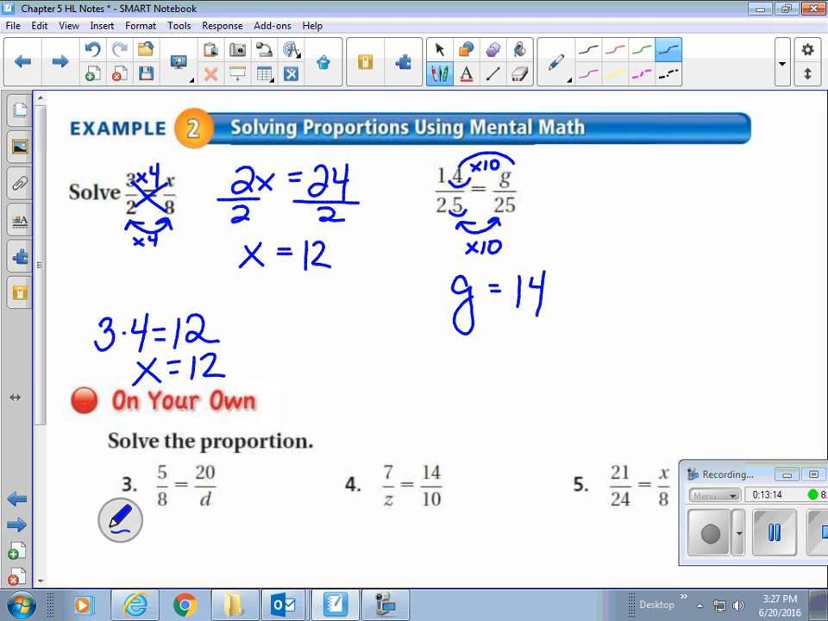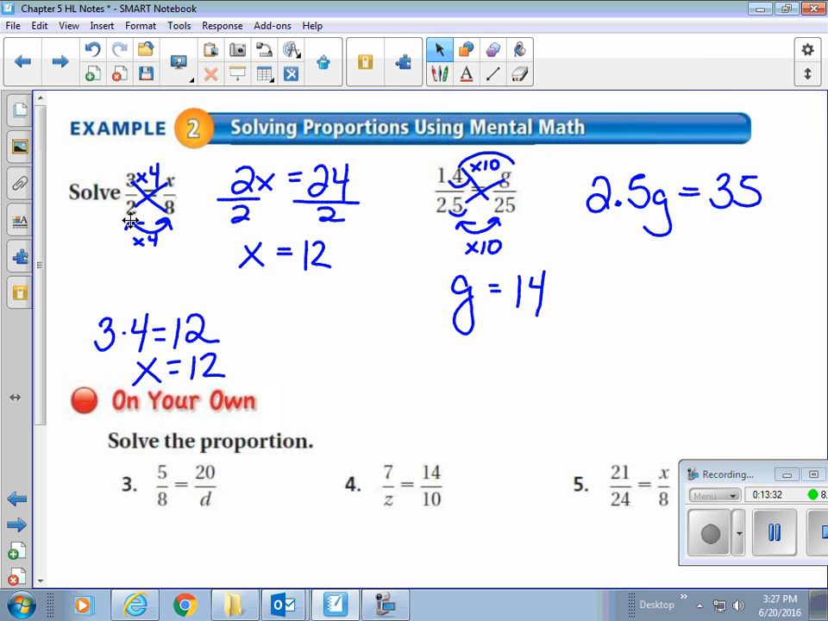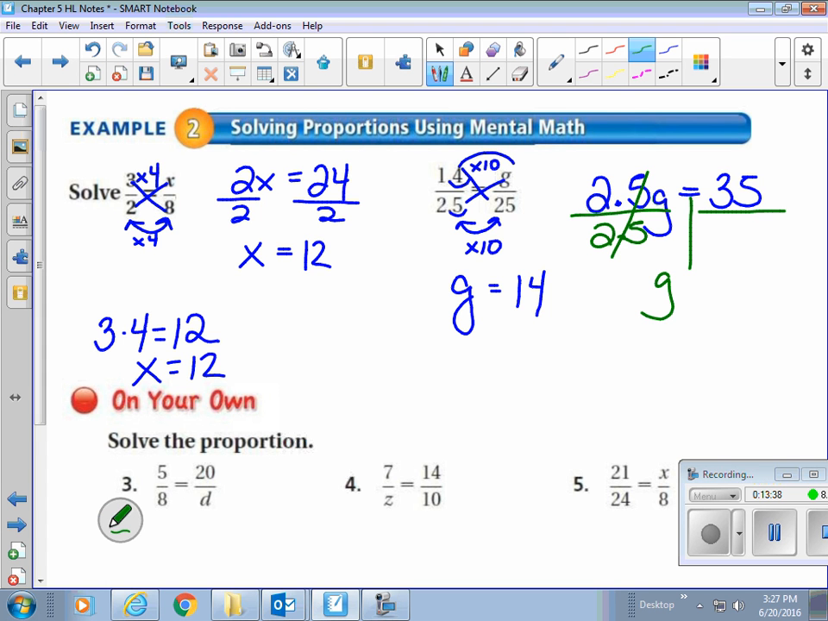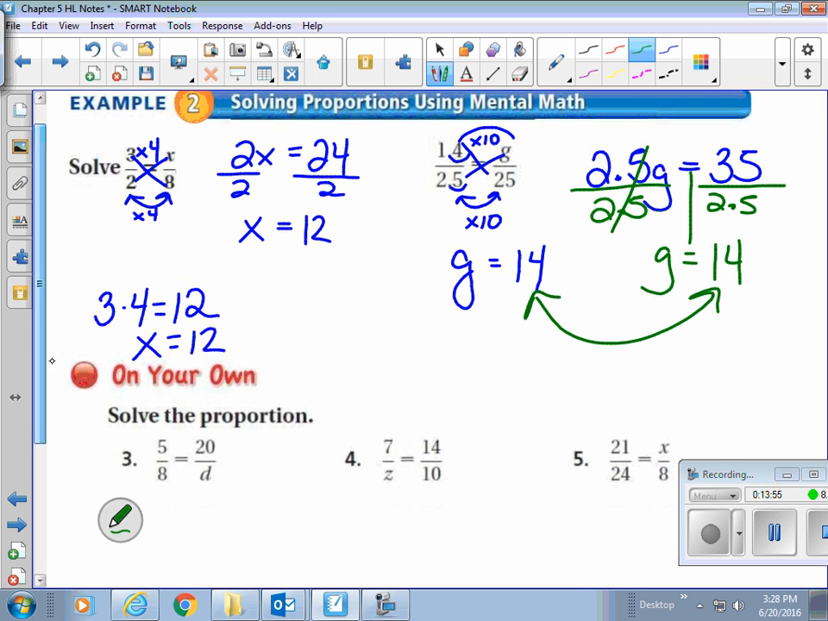That's using mental math. If I didn't want to use mental math, I would use my cross products. 2.5g here is equal to 1.4 times 25, which gives me 35. I then solve for g by dividing both sides by 2 and 5/10 to get g alone. What I do to one side, I must do to the other. And 35 divided by 2 and 5/10 gives me 14. So you can see you end up with the same answer. This is just for mental math clues. If you can see something that you can mentally multiply by or divide by, you could use that to help you do it a little bit quicker.